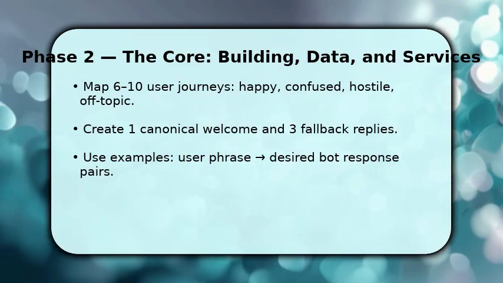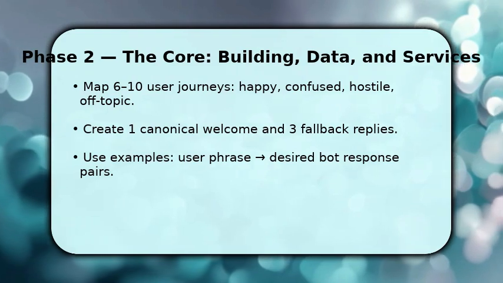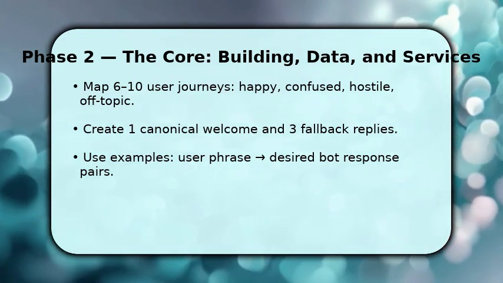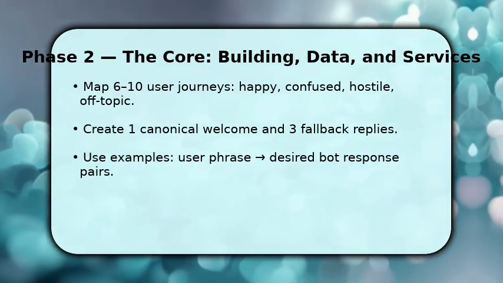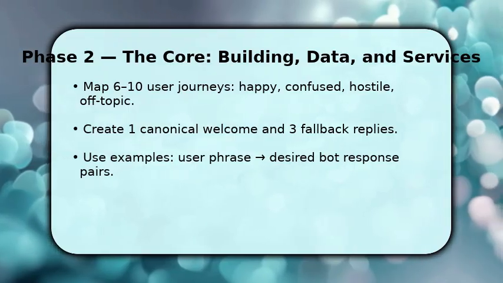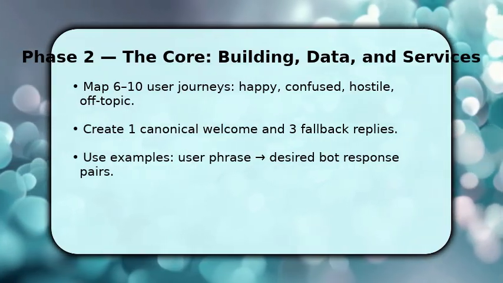Now you build the dialogue architecture. You map 6 to 10 user journeys, including edge cases like hostility and off-topic queries, because coverage reduces misfires. Then craft 1 canonical welcome and 3 progressive fallbacks to guide recovery.